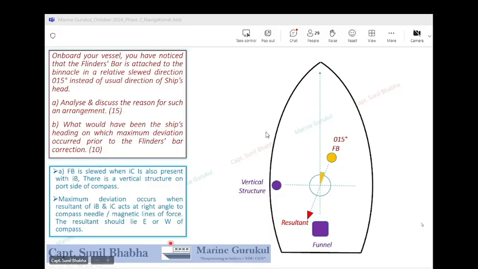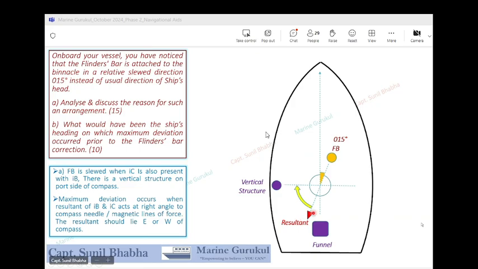You can also represent it this way: the maximum deviation would occur when the resultant lies exactly east or exactly west of the compass. So if we take the ship on such a heading that this resultant goes exactly east or west of the compass, that is the heading on which the maximum deviation would occur. So let us see that now.